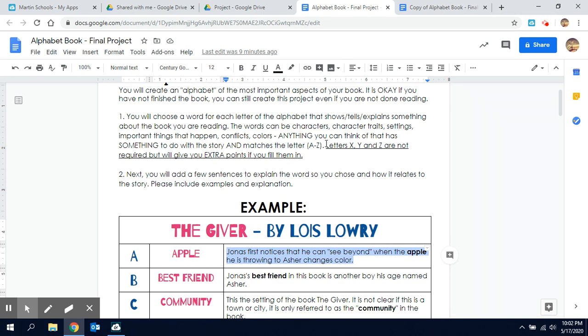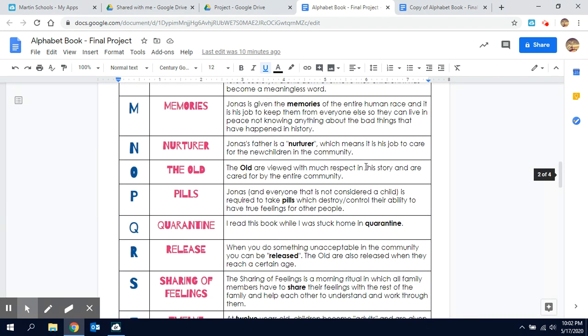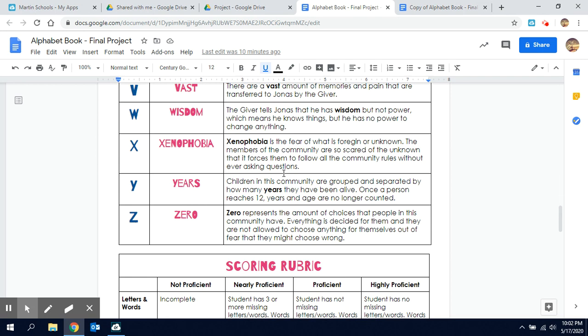And then notice here, I put letters X, Y, and Z are not required, but I will make sure that you get some extra points if you do come up with words for those. On my example here, I did come up with X, Y, and Z. I basically Googled a list of words that start with X and read through them and read through the definitions. And I found one that I felt related to the book.